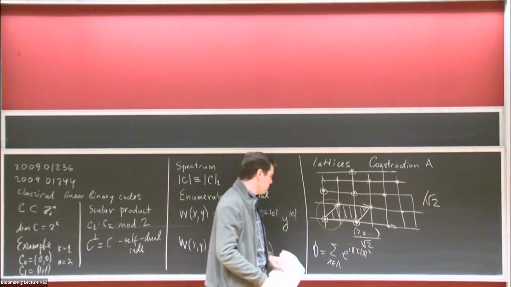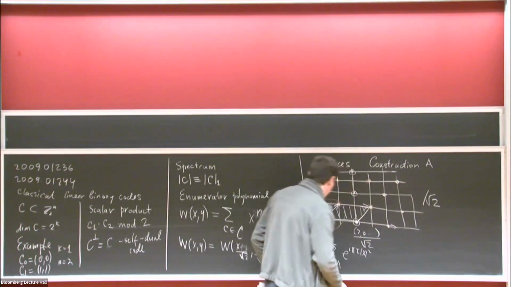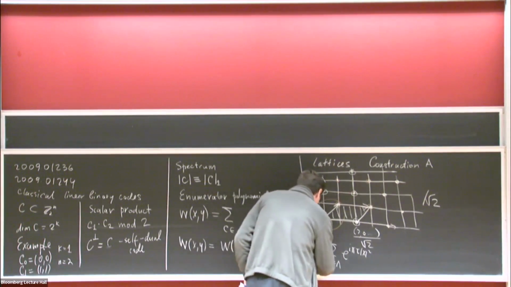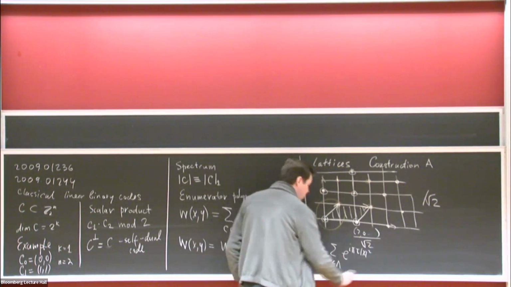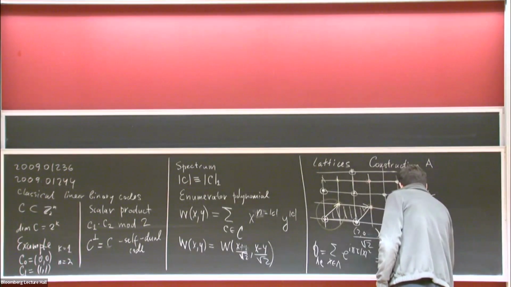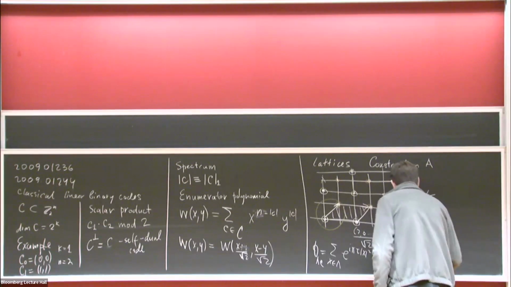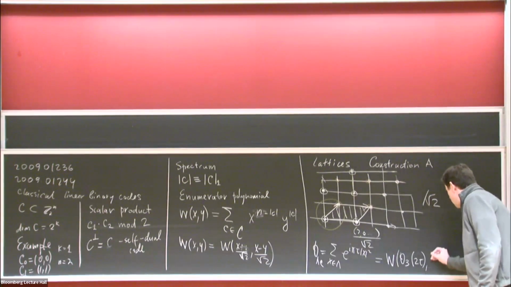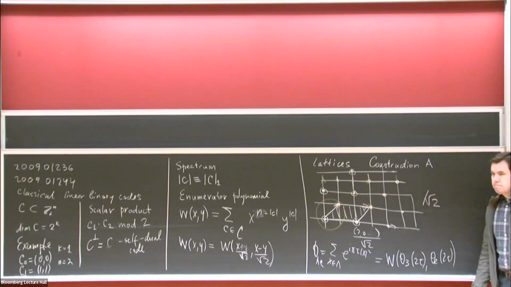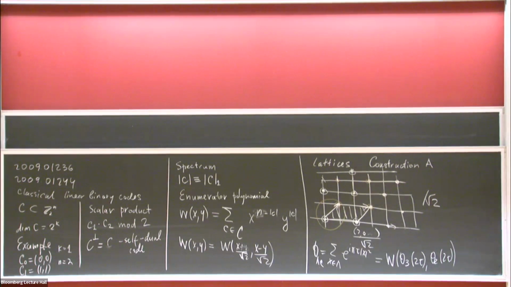So the punchline here is the following: if I start with a code and define a lattice like that, then the lattice theta function associated with the code will be simply given by this enumerator polynomial, where 2 of these auxiliary variables x and y become the theta functions. All right. So that's basically what I need.